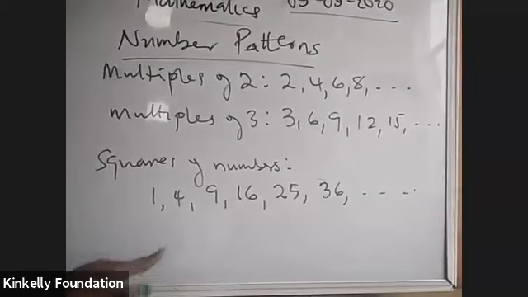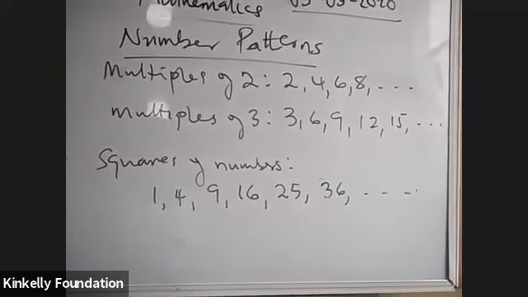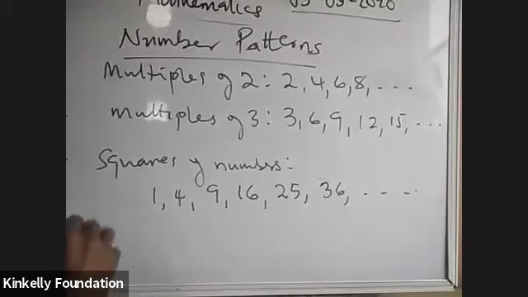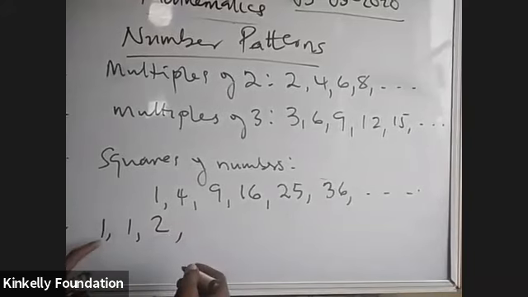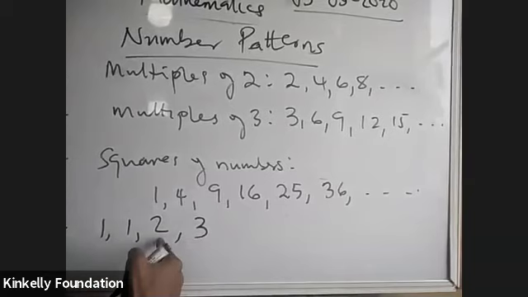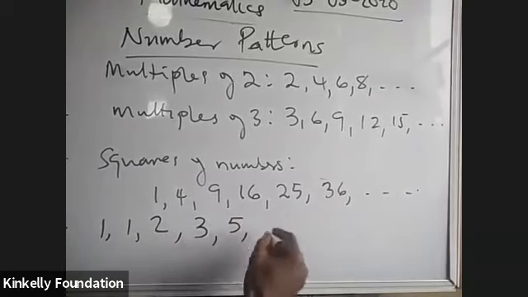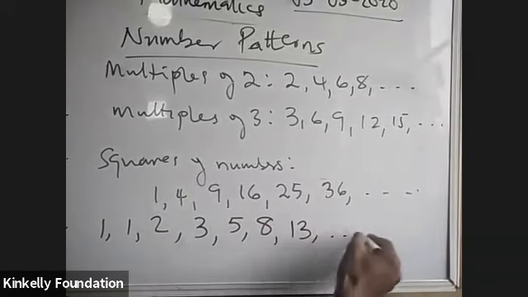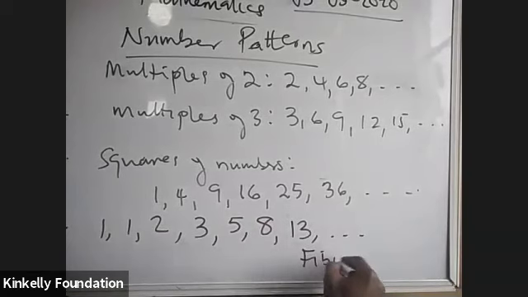These ones are squares of numbers. Now, there is what we call the Fibonacci sequence. 1, 1, 2. Look at this one. 1 plus 1, we have 2. 2 plus 1, we have 3. 3 plus 2, we have 5. 5 plus 3, we have 8. 8 plus 5, we have 13, and so on. So this is what we call the Fibonacci sequence.